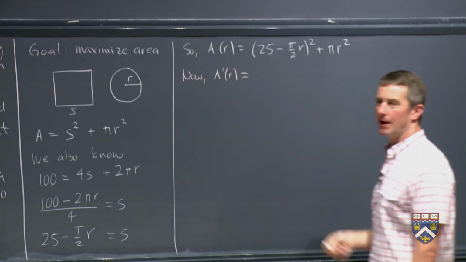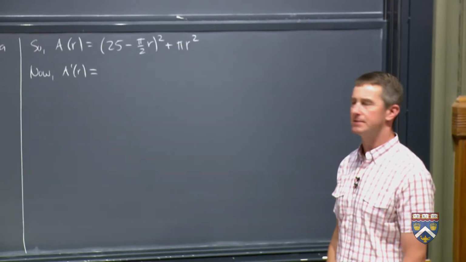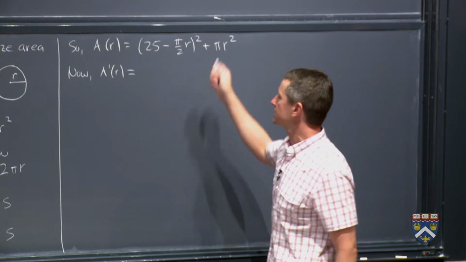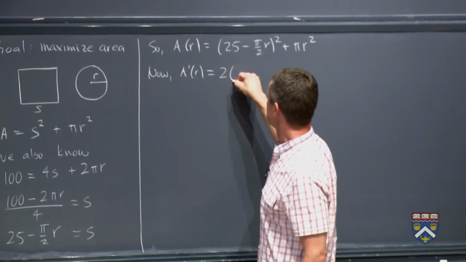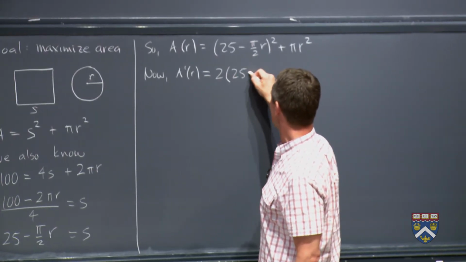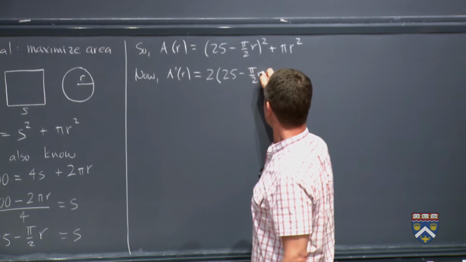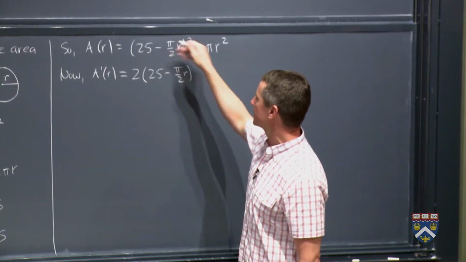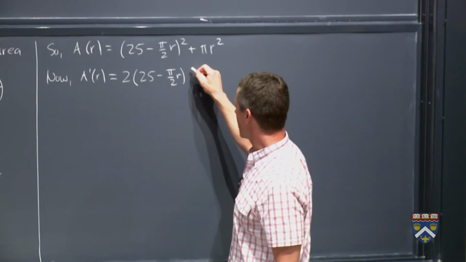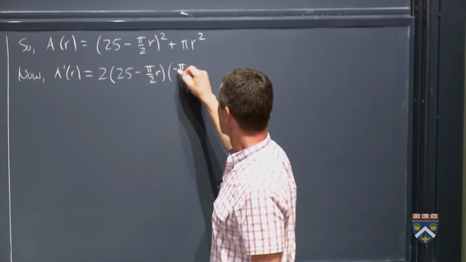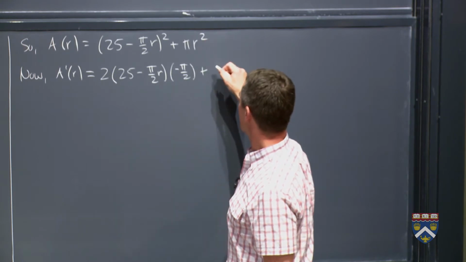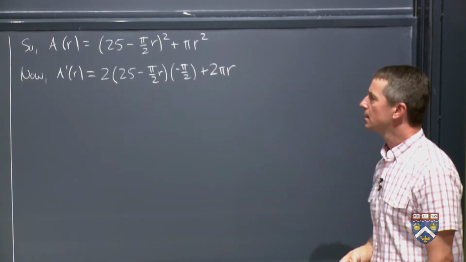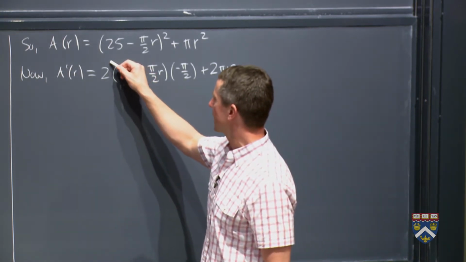Here you could multiply this out if you wanted, or just take the derivative as it is. I'm going to take the derivative as it is. That means we're going to use the chain rule. We've got something squared, so the 2 comes out front, the inside stays the same, and then we take the derivative of the inside. The derivative of 25 is 0. The derivative of negative pi over 2 r is negative pi over 2. And then the derivative of pi r squared is 2 pi r. So some things cancel here. These 2s cancel.